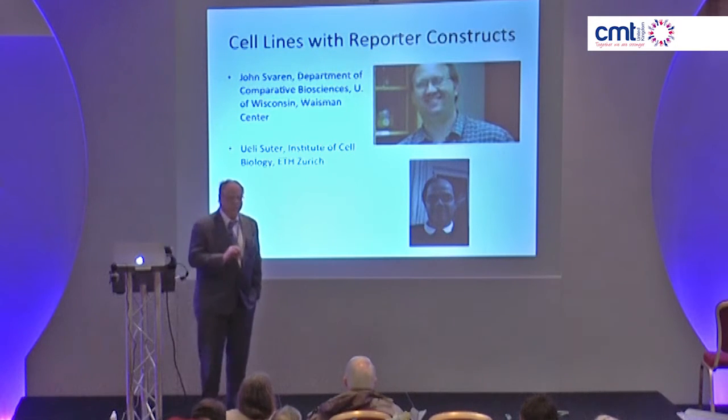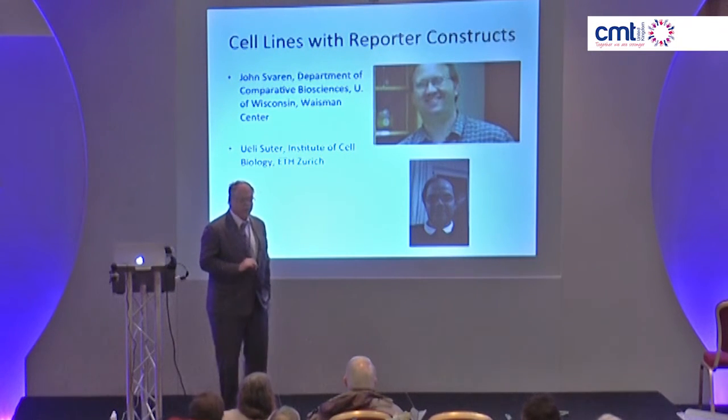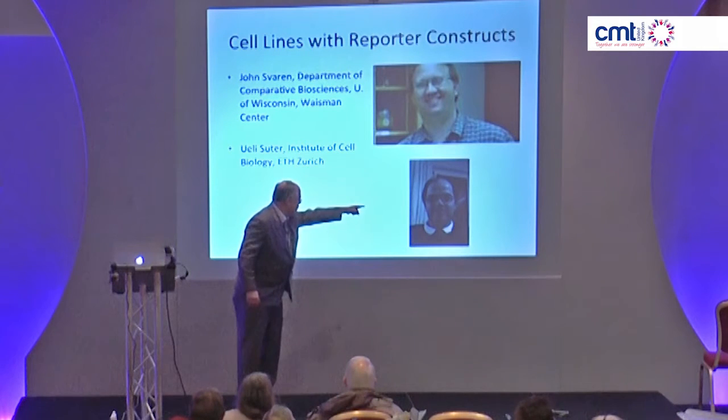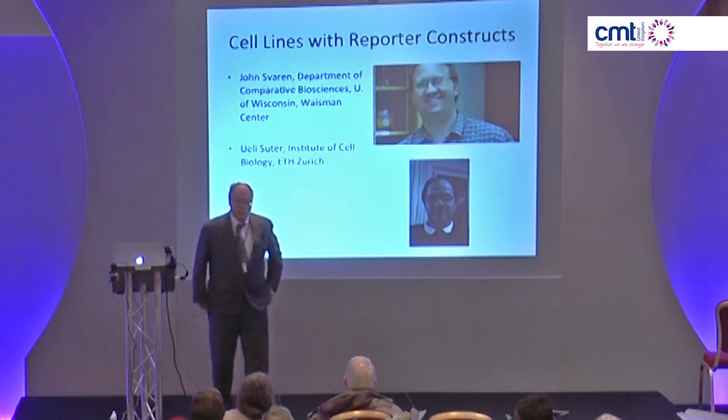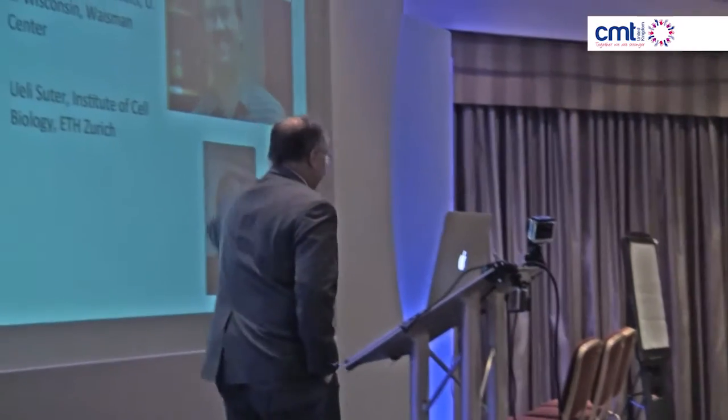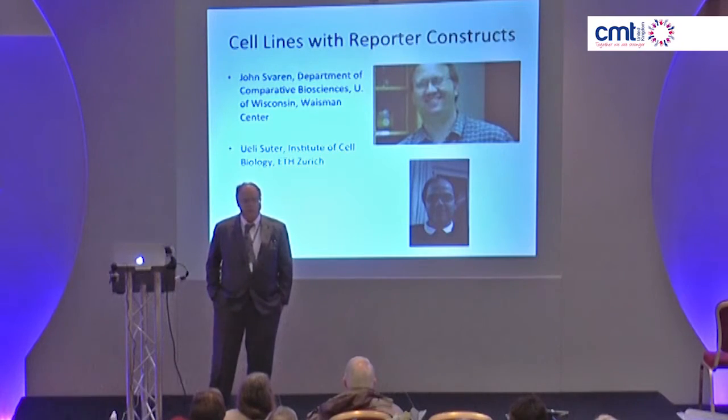So what the CMTA did was they looked to find people who really were the most expert people in developing these cell lines. And the first person is sort of blacked out here, but that's Uli Suter from Switzerland, who was the person who first discovered PMP22. And the person on top is a guy named John Svaren from the University of Wisconsin.